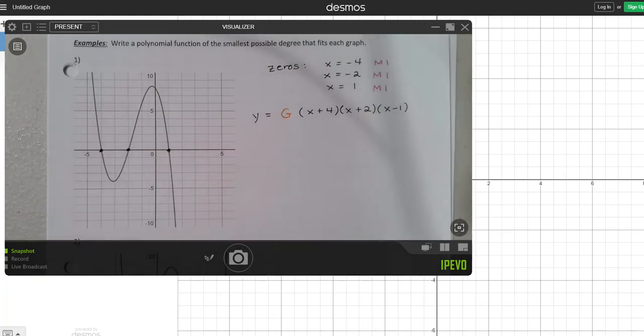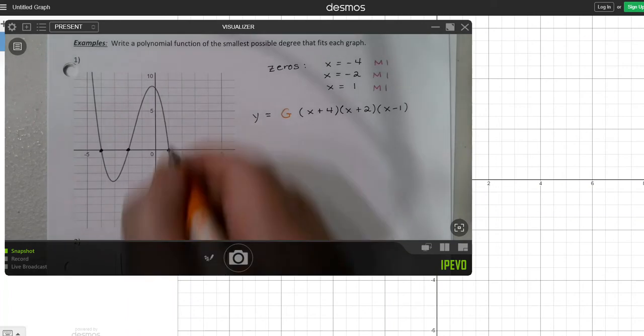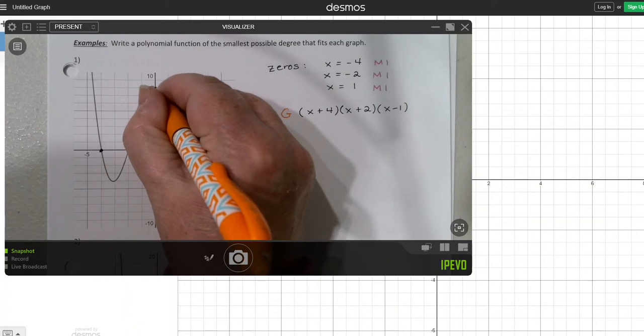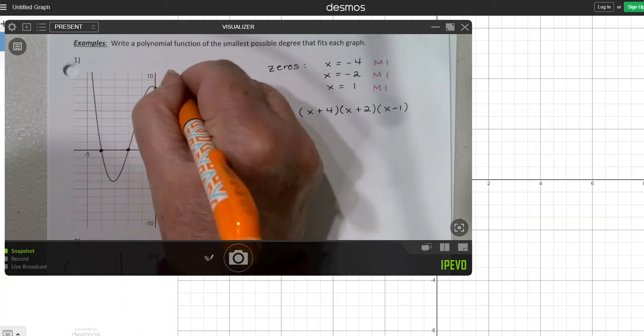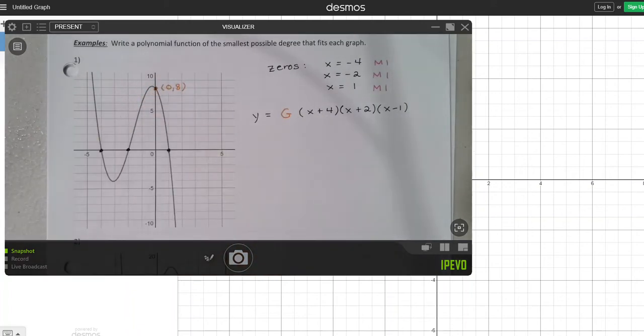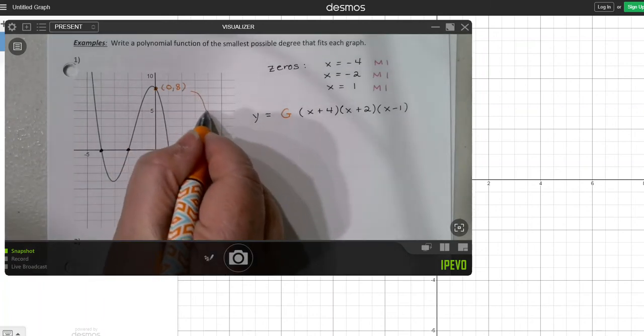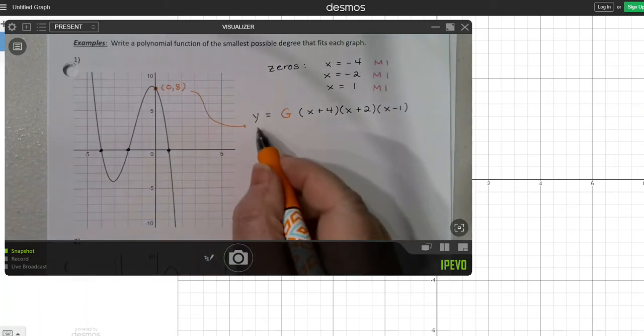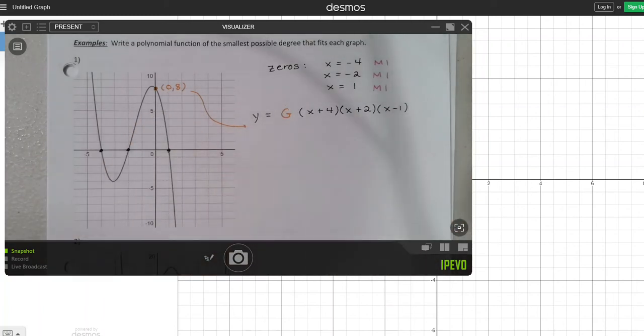All right, how am I going to go about getting that g? This is where the y-intercept can really help me. On this graph, my y-intercept's right here, 5, 6, 7, 8. So that's the point 0, 8. I'm just going to go ahead and plug x equals 0 and y equals 8 into this equation, and that should allow me to solve for the g.